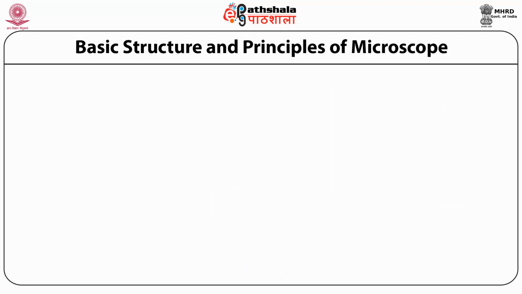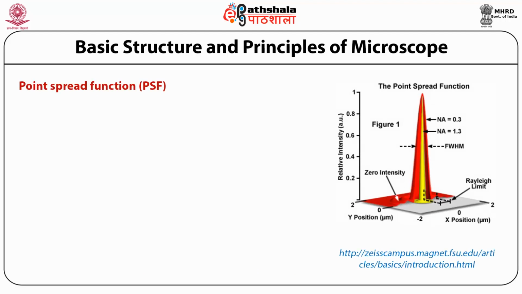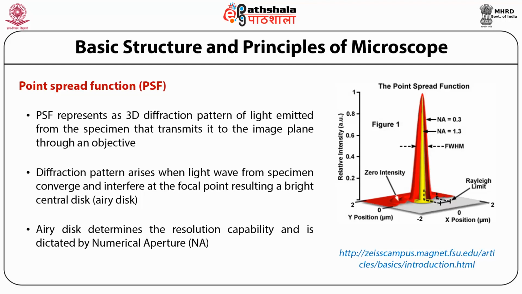Another important factor which is also coupled with the resolution is the point spread function of an objective lens. Point spread function, as it says, means the diffraction pattern in 3 dimensions of light emitted by a single specimen. So if you have a specimen and it is emitting light, how much diffraction is happening in 3 dimensions here? As you can see in this graph, it is shown in x, y and z.